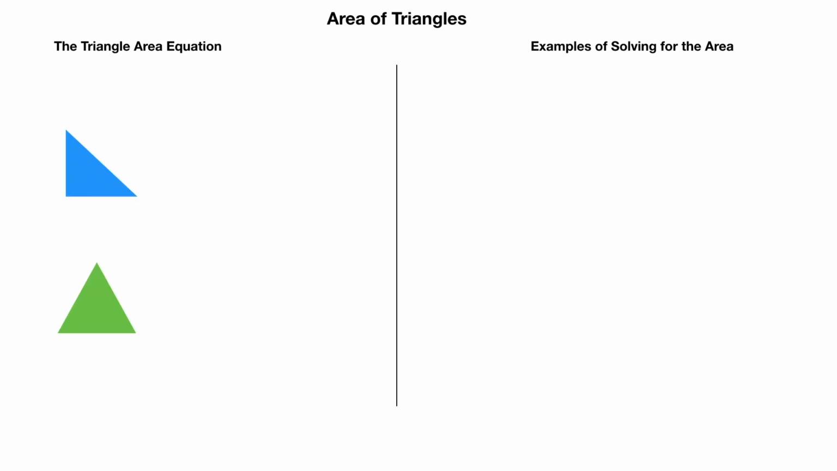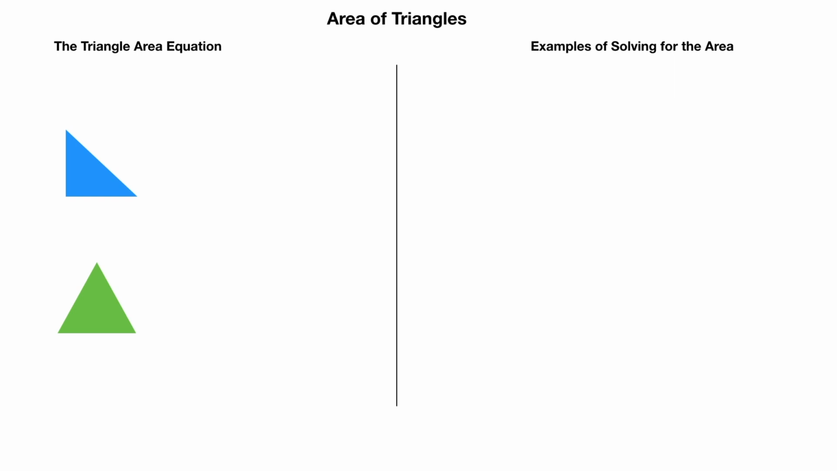We've got two triangles. We've got a green one and a blue one. The green one we can see is a right triangle. They are both acute triangles, and the bottom one is technically an equilateral. All three sides are the same. But to find those, we don't currently know an equation for the area of them, but we do know some other equations for shapes that are similar.